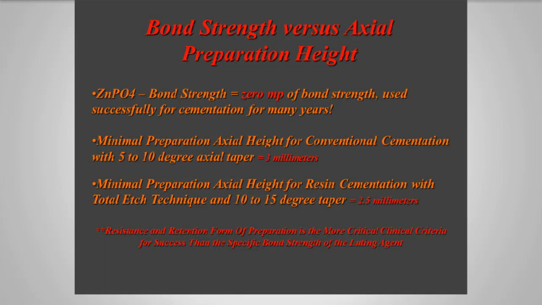Minimal preparation height for a resin cementation and total etch: you can have a little bit more taper with a total etch, but you see only a 0.5 millimeter difference, 2.5 versus 3. So you're only getting 0.5 millimeter more retention out of using a total etch and resin cement than you are using a conventional cement. You see, it's all in the prep. Resistance and retention form are the most important thing, not the strength of the specific luting agent.